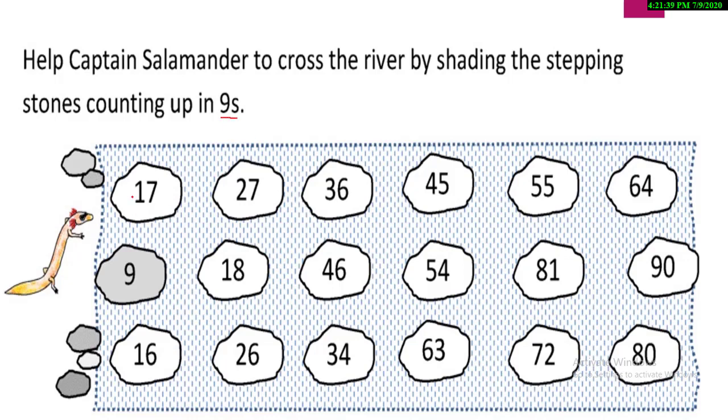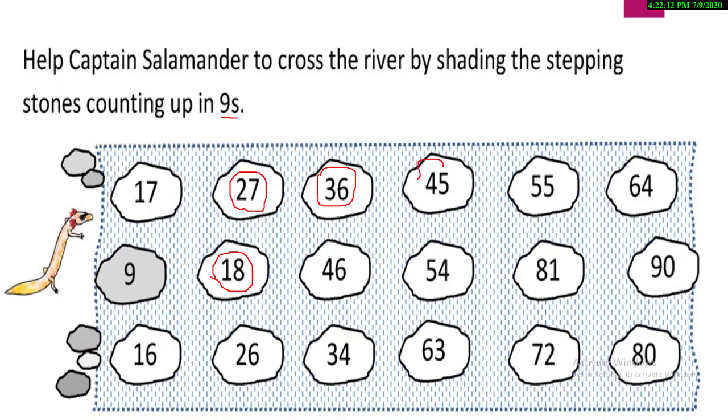So 9 1s are 9. Then it needs to jump on 18. 9 2s are 18. Yes. Okay, next. 9 3s are. Tell me. It's 46? No. 26? No, it's 27. 9 3s are 27. Okay, now where does it need to jump next? Quickly, you can tell me the answers. Yes, 9 4s are 36 and 9 5s are 45.